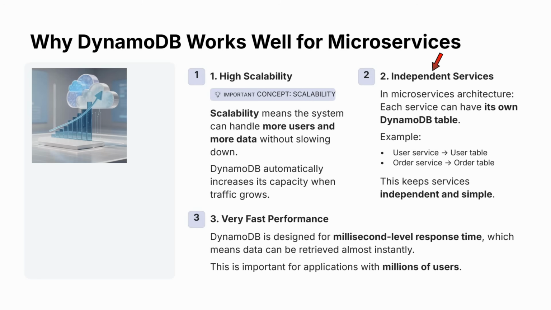Second point, independent services. In microservices, each service can have its own DynamoDB table. For example, user service has a user table, order service has an order table. This keeps services independent and simple.